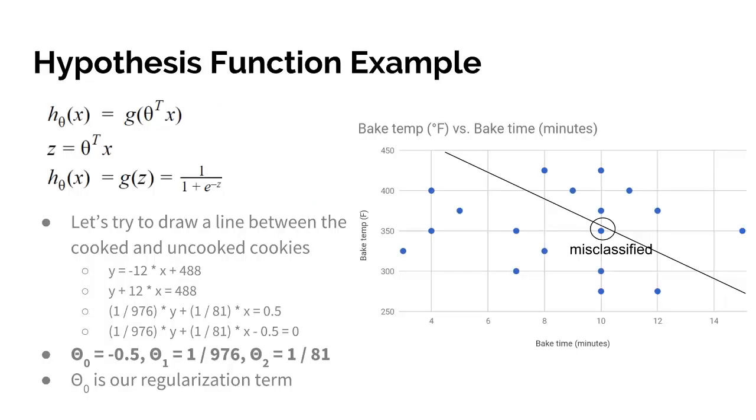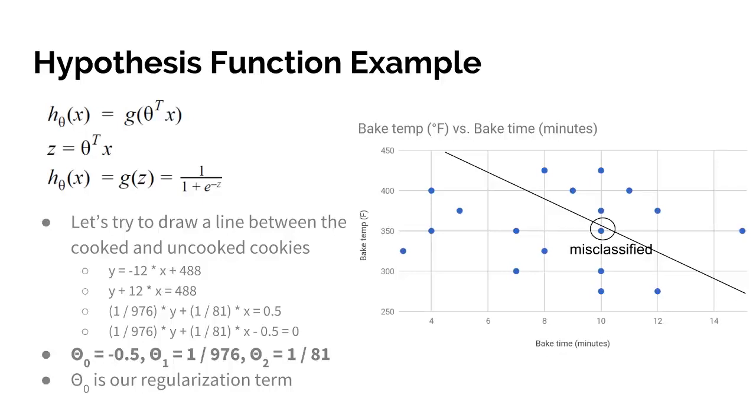And so in our example, let's say we plot the dots, which are our data points, onto the graph. And as you can see here, we've also plotted a line that's going to serve as our initial guess hypothesis function, which is a pretty good guess so far. We only have one misclassified cookie. So how would we represent this in terms of thetas?